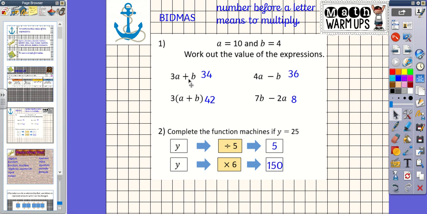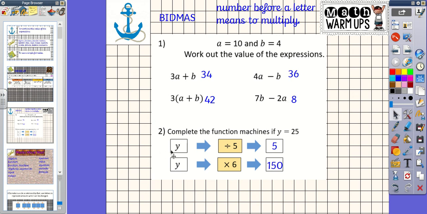3a add b, remembering that a number before a letter means to multiply, so 3 times 10, which is 30, add b, which is 4, gives us 34. 4a subtract b, so 4 times 10 gives us 40, subtract b, which gives us 36. For this one you had to work out the brackets first, so a add b gives 14. Then multiply that by 3, which gives 42. And 7b, so 7 times 4, which is 28, subtract 2a, so 2 times 10, which is 20. So 28 subtract 20 equals 8.